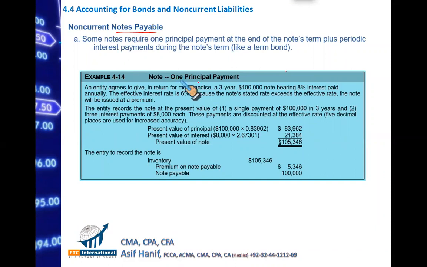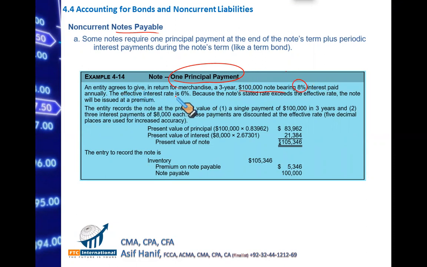This is the first type, where we just make a single payment, one principal payment. An entity agrees to give, in return for merchandise, a 3-year $100,000 note bearing 8% interest paid annually. So I purchase goods. Instead of making payment now, I have issued a note payable that carries 8% interest, and I will make the full payment at the end of the term of this note.